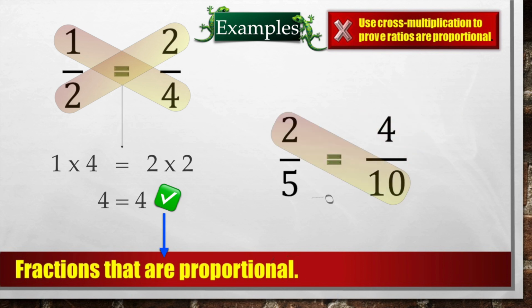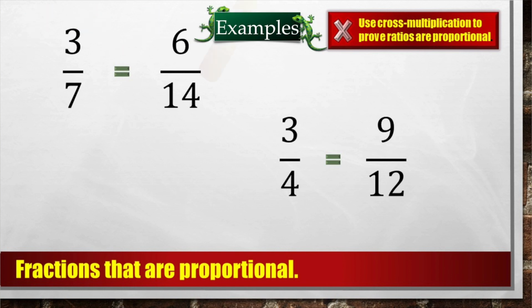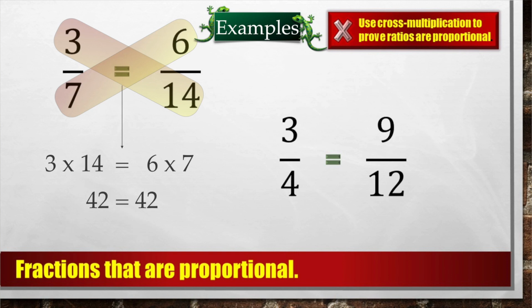And this side, it's 2 times 10 will equal 5 times 4. And of course, 20 equals 20, so that's proof that those are proportional. Couple more examples for you. 3 times 14, numerator times denominator, equals the other numerator times the other denominator, 6 times 7. 42 does equal 42, so those fractions are proportional.